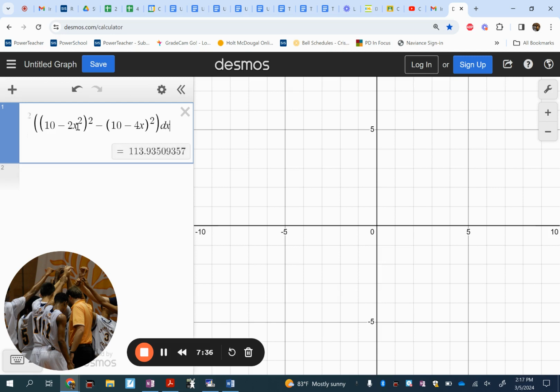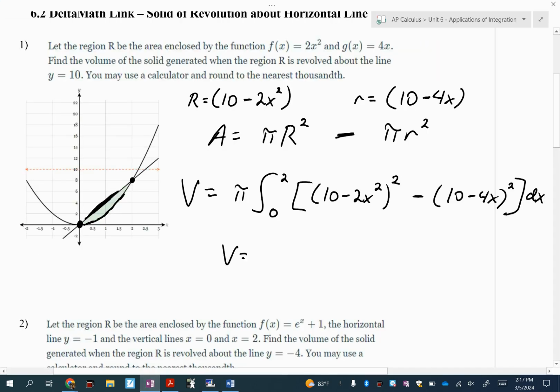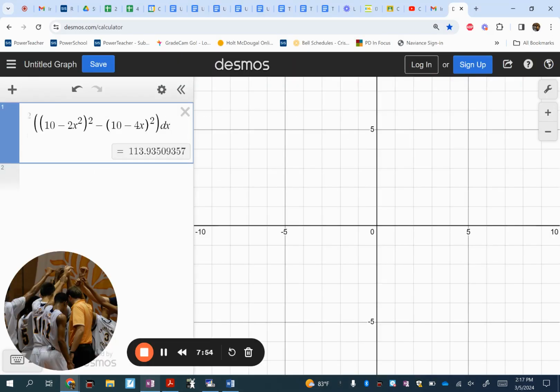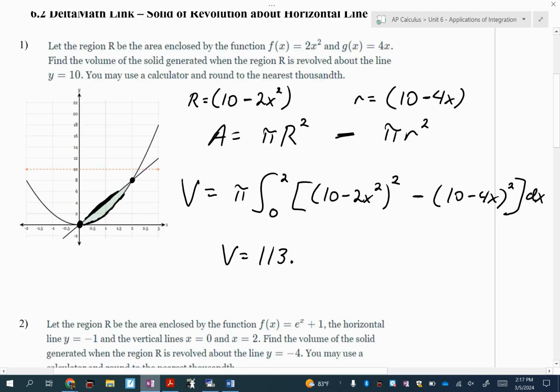Yes. All right, so this is the volume. This is the volume for this three-dimensional shape. Okay? That's the answer. 113 point. Let me see what it wants me to round to. Correct. Nearest thousandths. So the 0 after the 5 is going to keep it as 0.935.